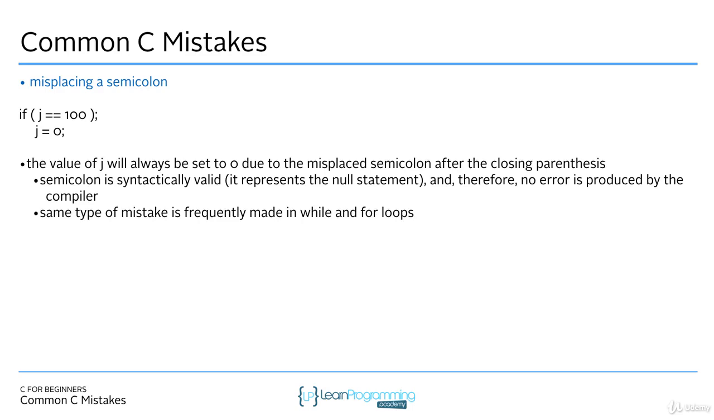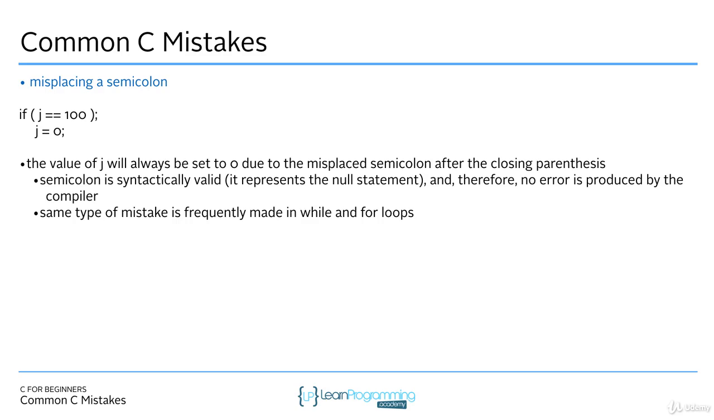But in this case, the value of j is always going to be set to 0 because the semicolon on the if statement was placed. So the semicolon is perfectly valid to have after the if statement. It actually represents the null statement, and therefore you don't have an error from the compiler, but this will cause a problem because j will never be set to the intended value.